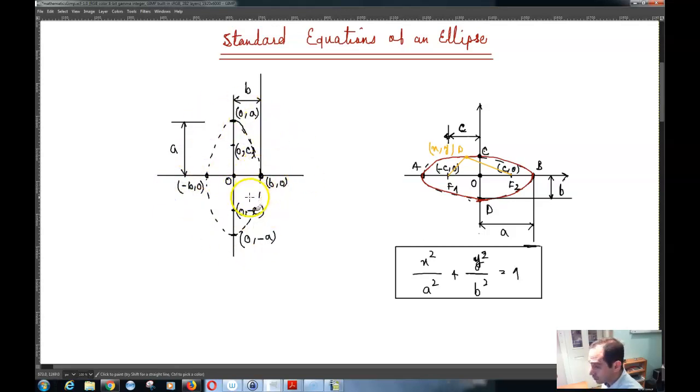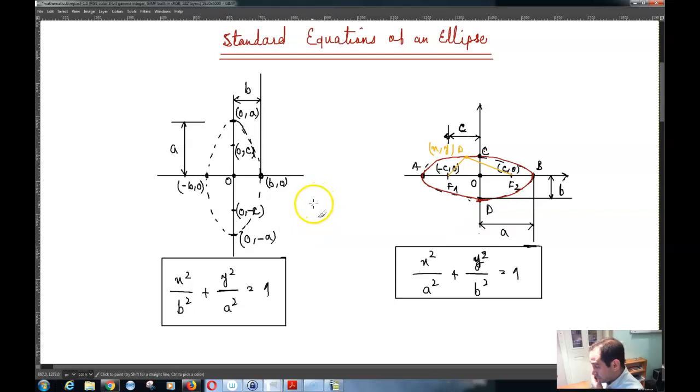In this case the equation of the ellipse would be x squared over b squared plus y squared over a squared equal to 1. You see that a squared and b squared have been interchanged over here. What we will do in this section is derive this equation, and that's basically all that we will do here. There is not much here to discuss.